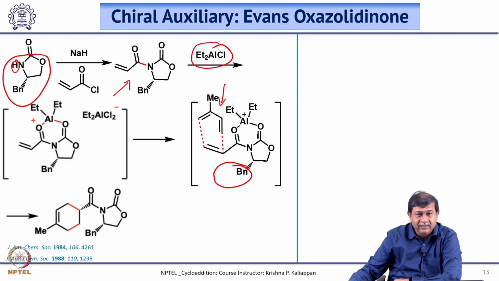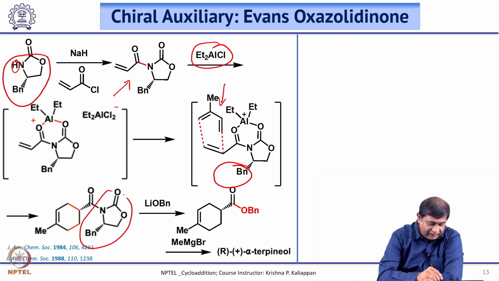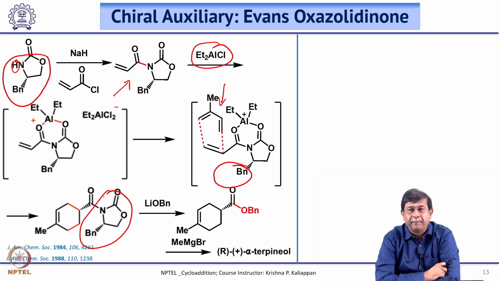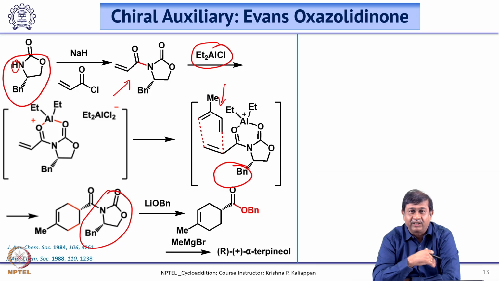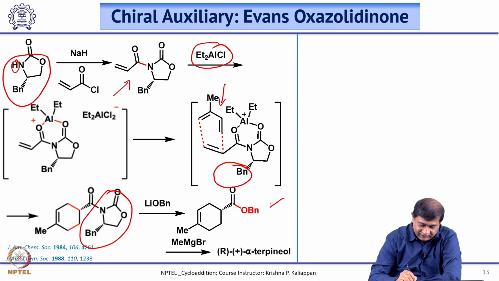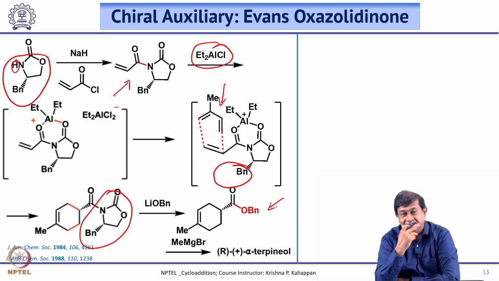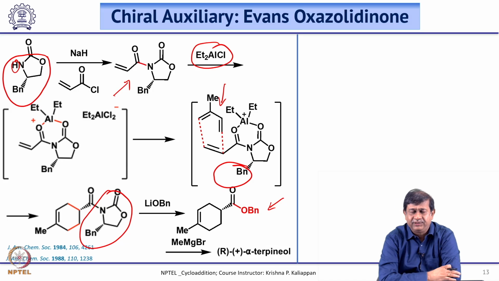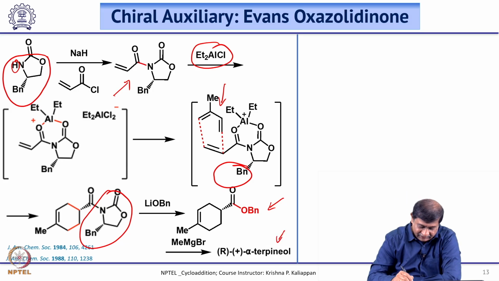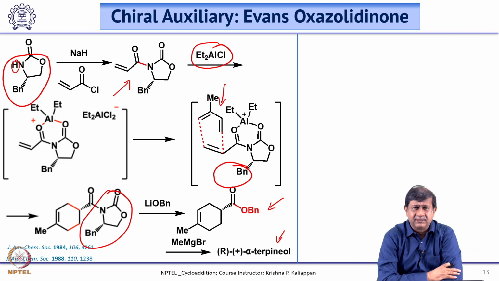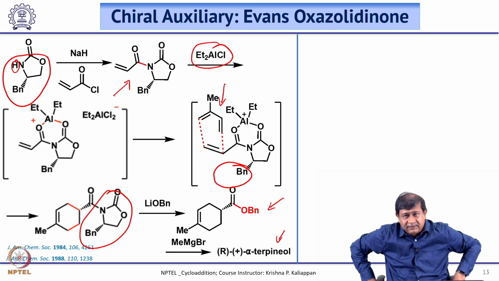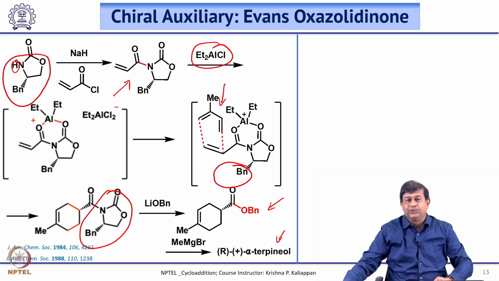Again, you can easily cleave the chiral auxiliary, and that will give the corresponding benzyl ester. One can also reductively cleave so that you will get the corresponding primary alcohol, or you can also oxidatively cleave, you can get the corresponding carboxylic acid. So in all these cases you can see you will get only one enantiomer as the major product. So this has been successfully used not only in the synthesis of a terpene called alpha-terpineol, but there are many total syntheses of natural products where this chiral auxiliary has been successfully used.